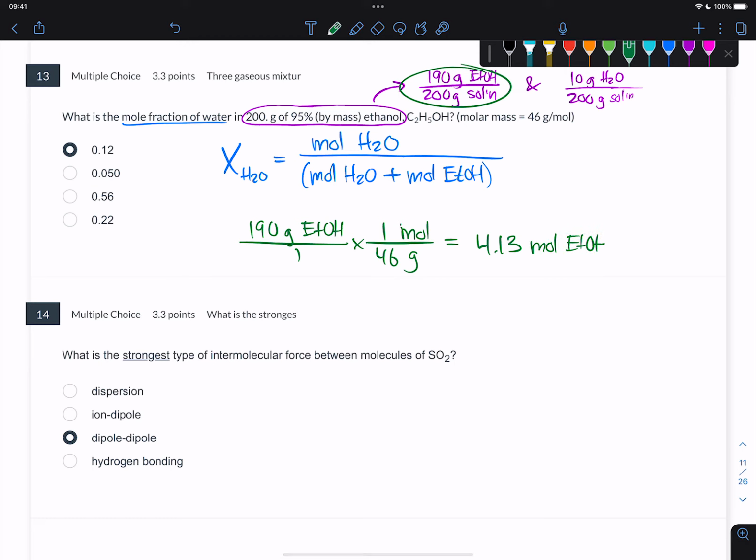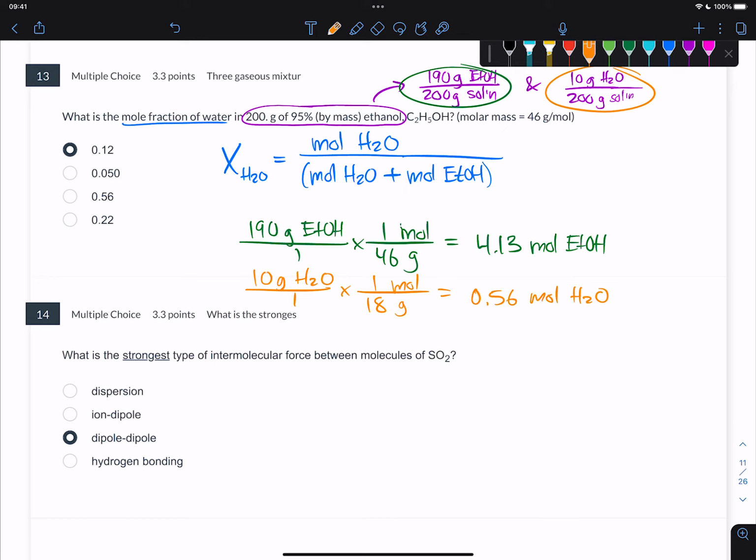Now if I do the same thing with the water, I take my 10 grams of H2O and convert it from grams to moles. We know that 1 mole of water is 18 grams. That gives me 0.55, really 0.56 moles of water.